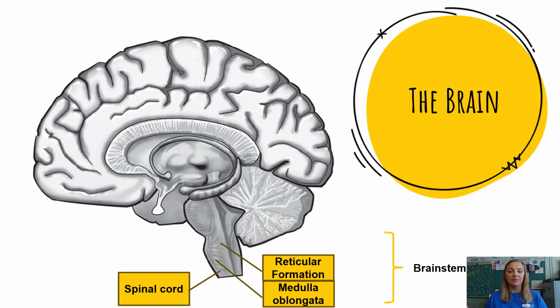You would be unconscious. The next structure is the pons. The pons controls our sleep cycle, it manages our pain signals, and it's the major connection point to our cerebellum. All three of these structures make up our brainstem.